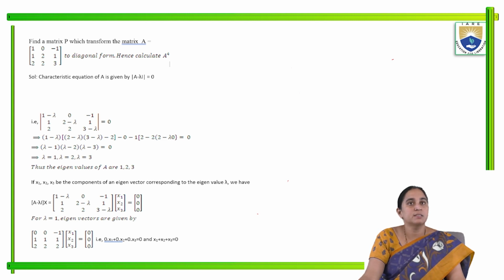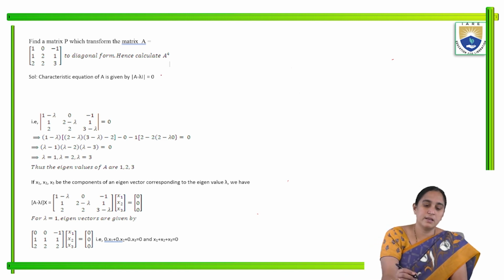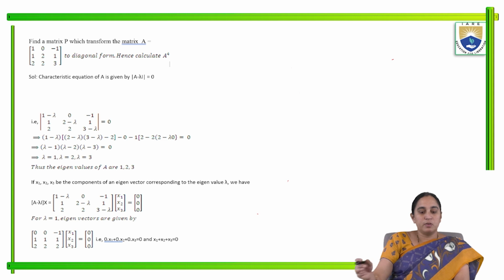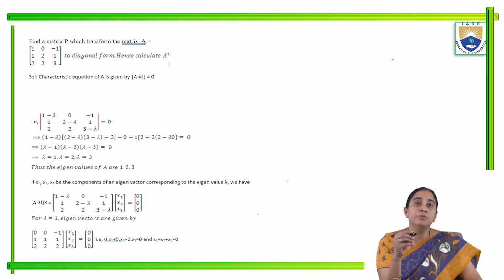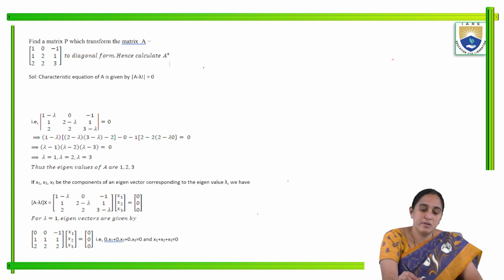For that square matrix, what is the first step for finding the diagonalization of a matrix? For the given matrix, first of all we have to find the eigenvalues. What is the formula for finding eigenvalues? By using the characteristic equation only, we get the eigenvalues. The characteristic equation of A is given by det(A minus lambda I) is equal to 0. Here A is the given matrix.